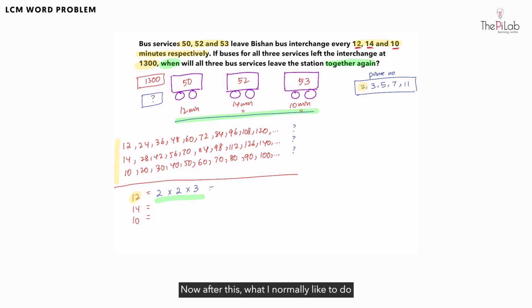Now after this, what I normally like to do is to write it down in index notation like this, just to make things a little bit neater. Now what about the next number, 14? What is 14 in terms of its prime factorization form?